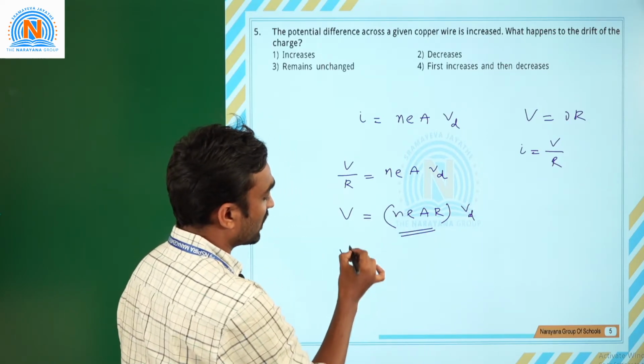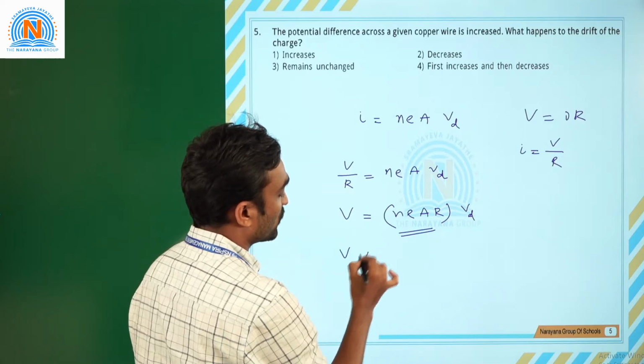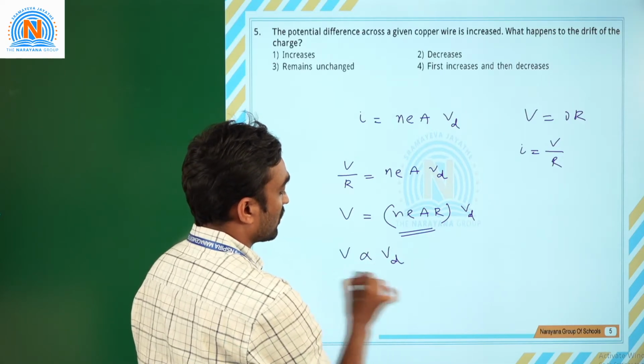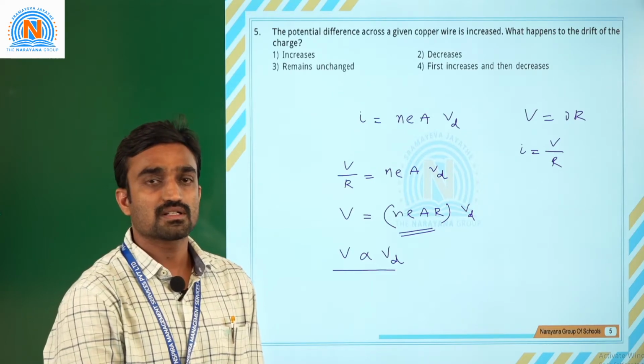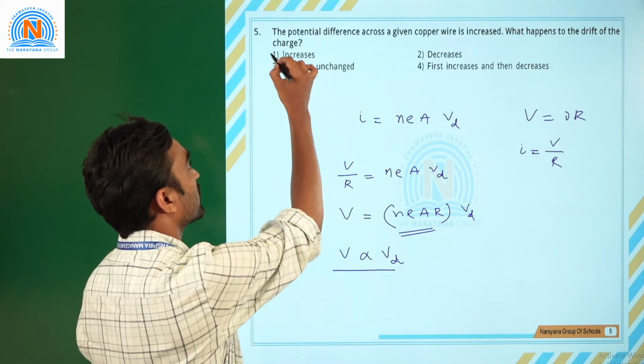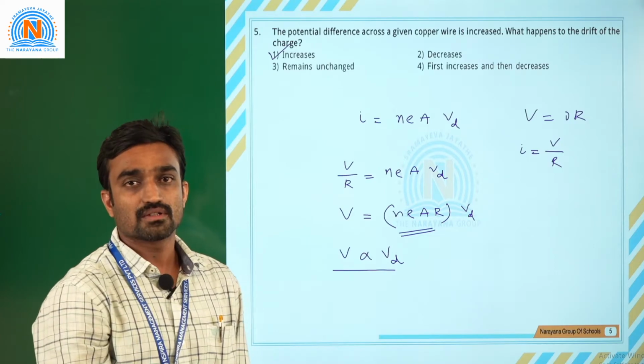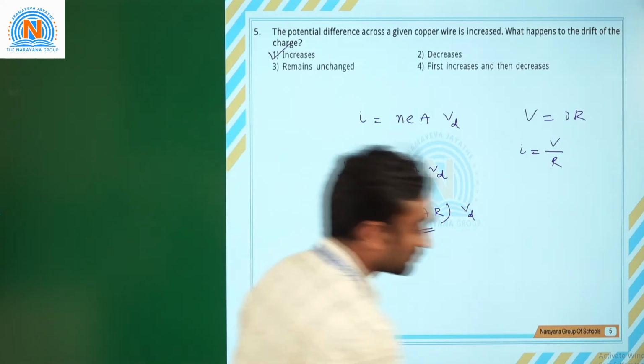From this equation we can write potential difference is proportional to the drift velocity. That implies if the potential difference increases, the drift velocity also increases. Therefore, our answer is option 1. Let's move to the next question.